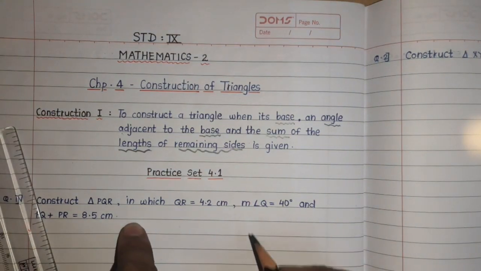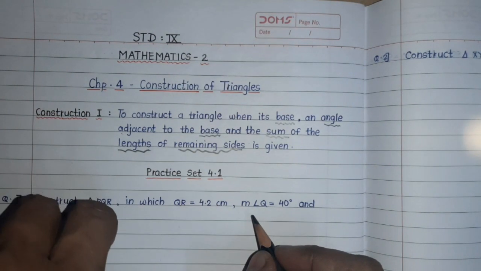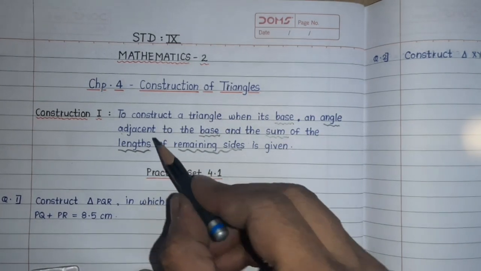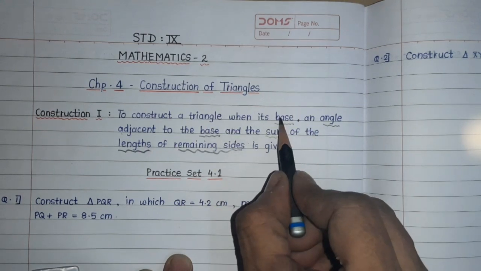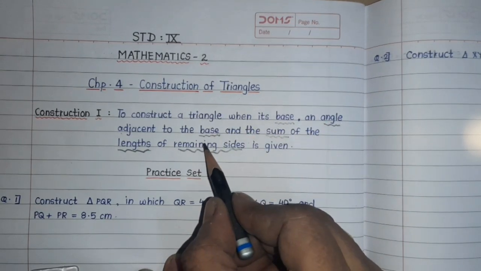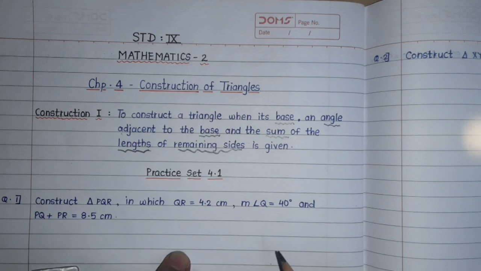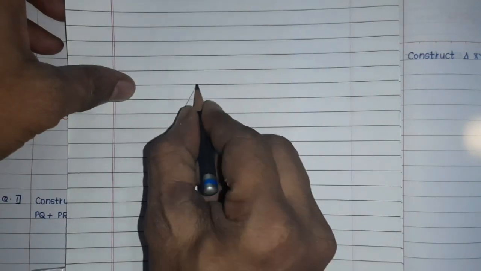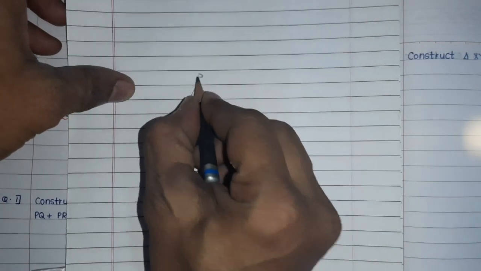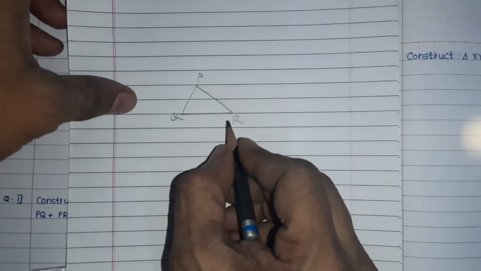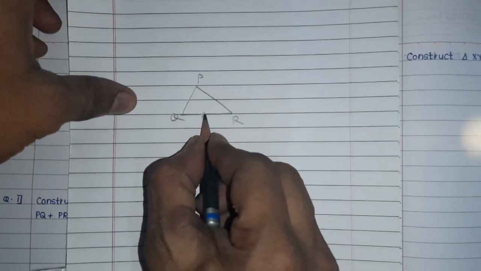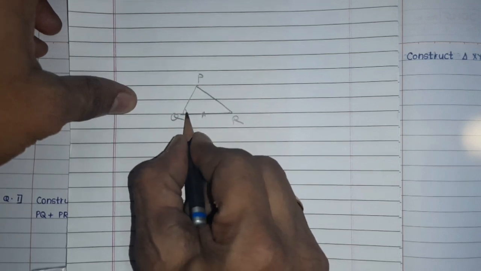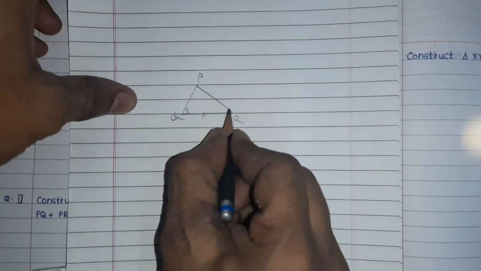First of all, you must understand what is given. What is the concept that you have to understand? To construct a triangle when its base, one base angle, and the sum of the remaining two sides of a triangle are given. That means, see here, suppose I draw one triangle PQR. In this triangle, QR we can take as the base. That means the length of this base is given. Then there are two angles adjacent to the base, angle Q and angle R.